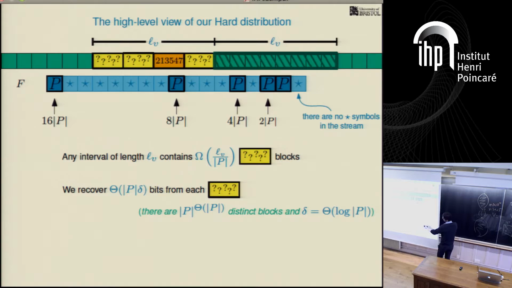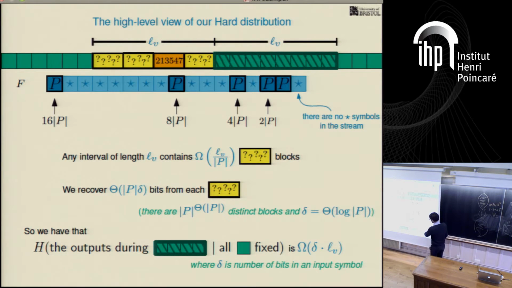And what I said earlier was equivalent to saying delta is log of the size of p. That we will prove in a bit. So delta is log of the size of p. You get one of these things uniformly at random. So you get this many bits back from working out exactly what this thing is. You've got this many blocks. So if you multiply these things together, you get delta times LV.